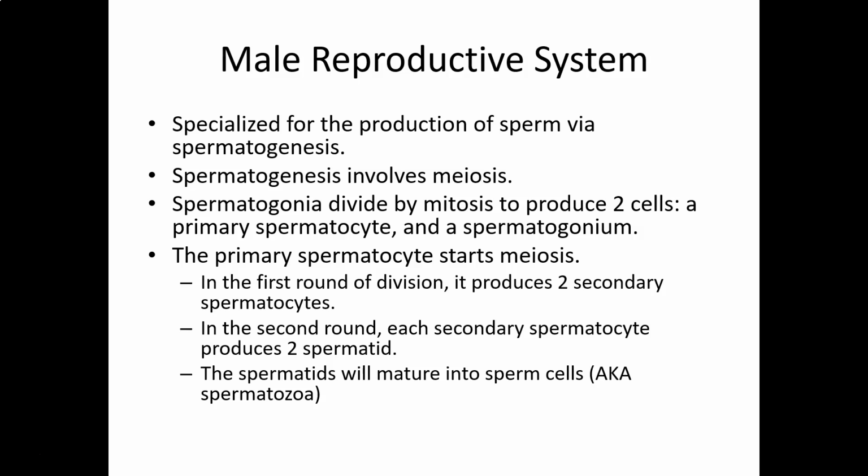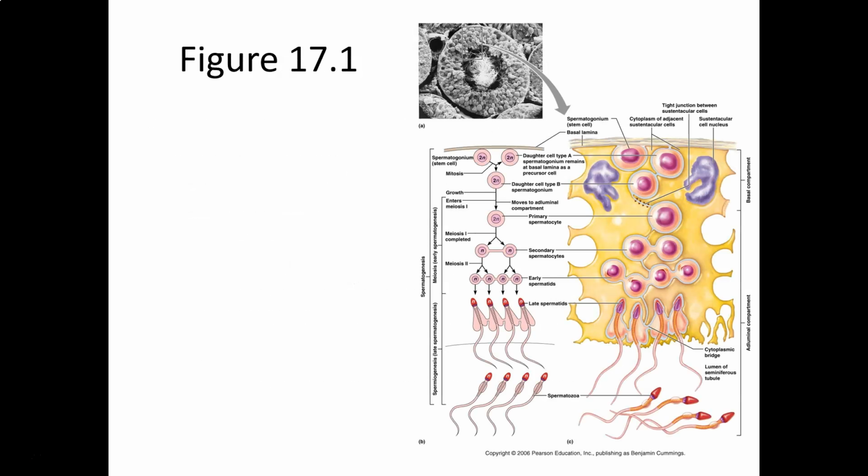So by the time our primary spermatocyte undergoes the first round of divisions, we will have made 2 secondary spermatocytes. Each of those secondary spermatocytes does the second round of meiosis to each make 2 spermatids. So we're going to make a total of 4 spermatids. The spermatids are immature sperm, but they have half the number of chromosomes, so they have 23 chromosomes inside their nucleus. And they're eventually going to mature into actual sperm cells, which are also called spermatozoa.